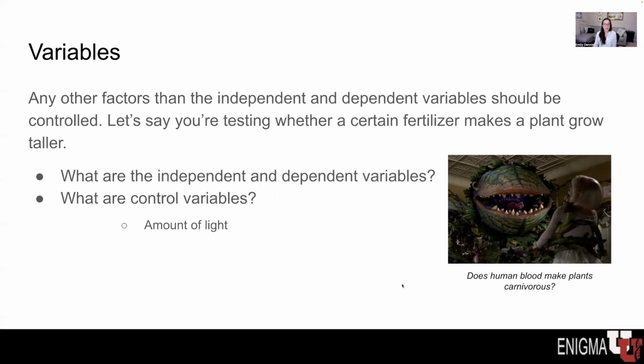Well, this could be the amount of light that the plant receives, the temperature of the room, the type of plant, and the amount of water. These are all things that you would want to keep constant between the different conditions, being different types of fertilizer being used. And that way you would know that any difference you see in height is more likely due to differences in fertilizer as opposed to other outside factors that could confound this relationship.